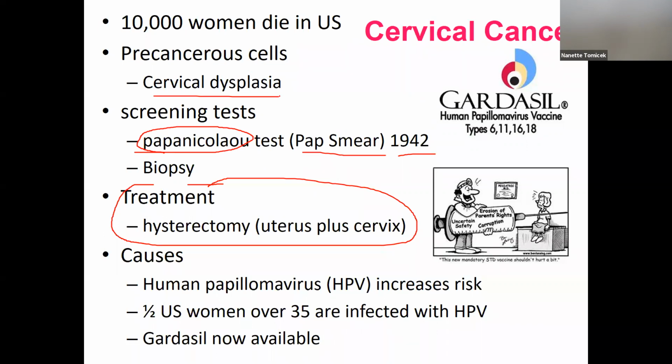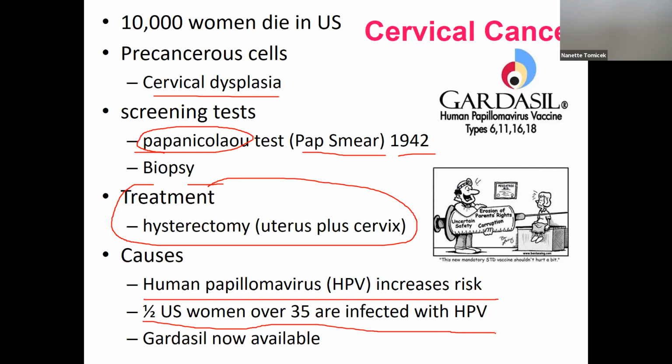One thing that is known to cause cervical cancer is the human papillomavirus, or HPV. HPV is a sexually transmitted disease. Men can have it, women can have it, but it's really the women that get the short end of the stick, because it's our tissues that are affected and becoming cancerous. Men don't have a cervix. A recent statistic said that half of US women over 35 are infected with HPV.